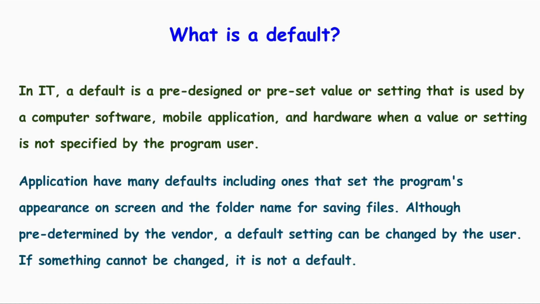Applications have many defaults, including ones that set the program's appearance on screen and the folder name for saving files. Although predefined by the vendor, a default setting can be changed by the user. If something cannot be changed, it's not a default. Let's take a look at some examples of the default.